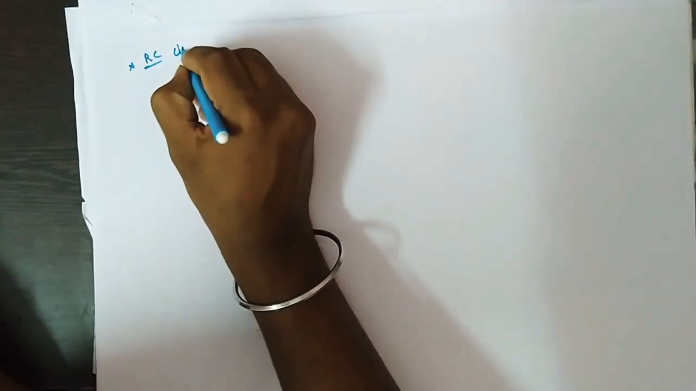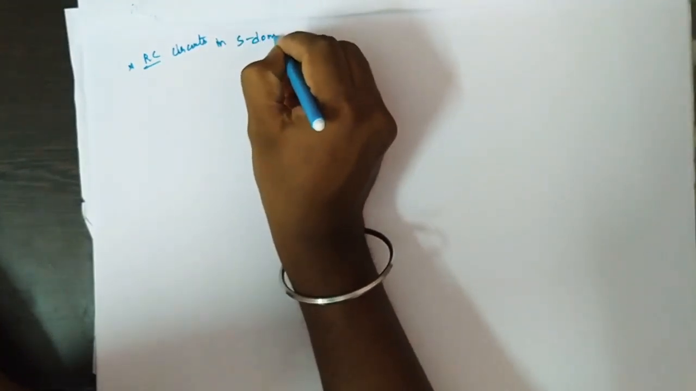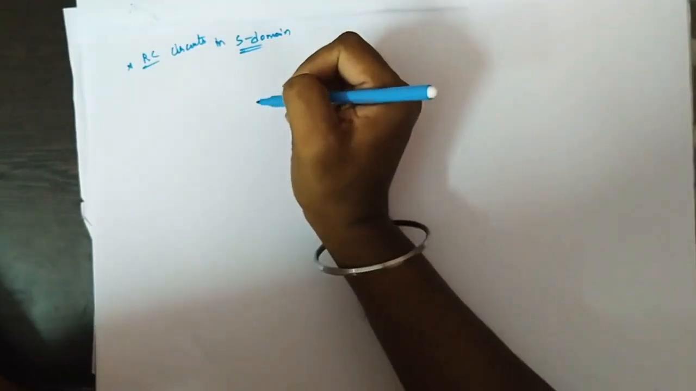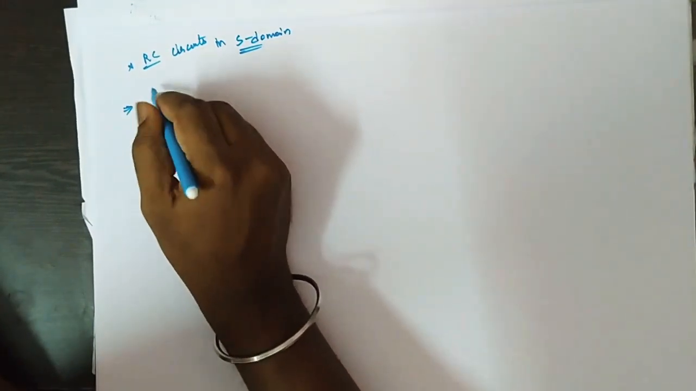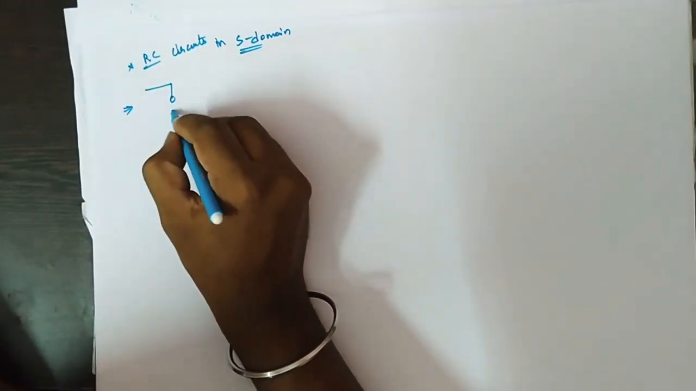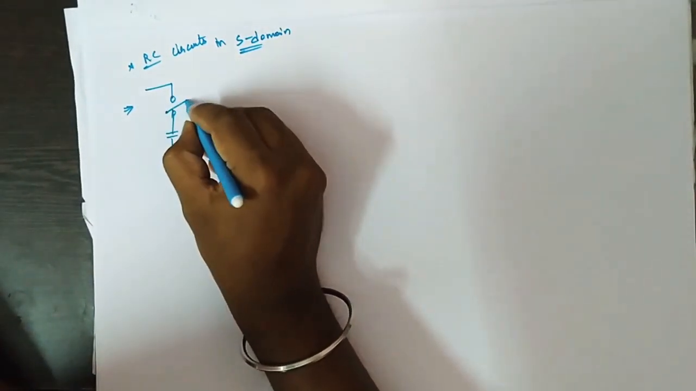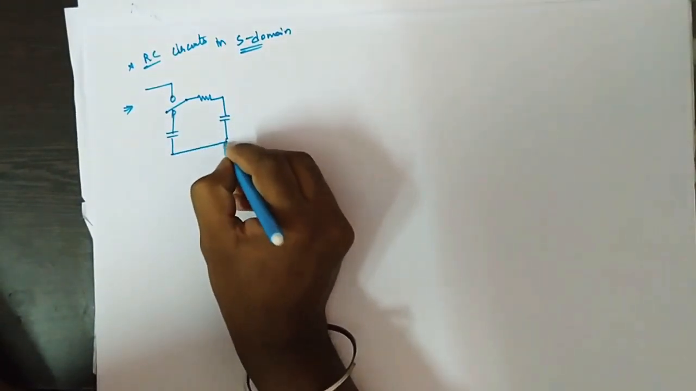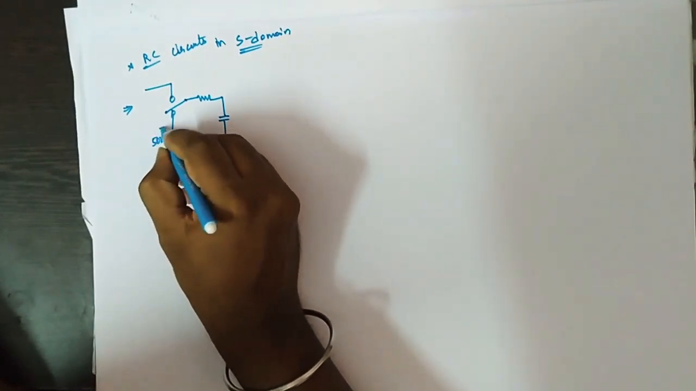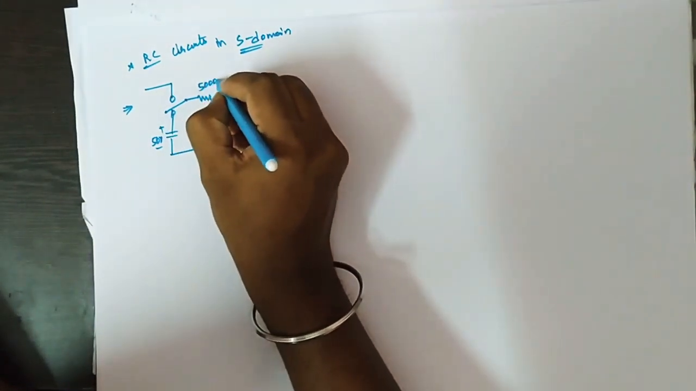So, solving RC circuits in the S domain. S domain or Laplace domain, both are the same. S means complex frequency here. So the circuit you need to solve has a 50 volt source, a 1 microfarad capacitor, and a 500 resistor.